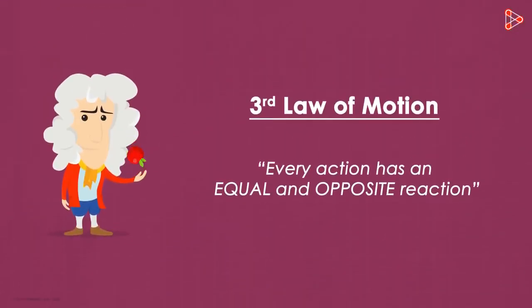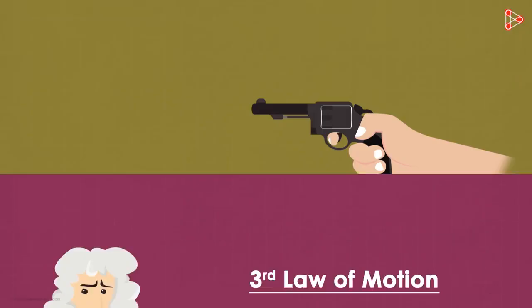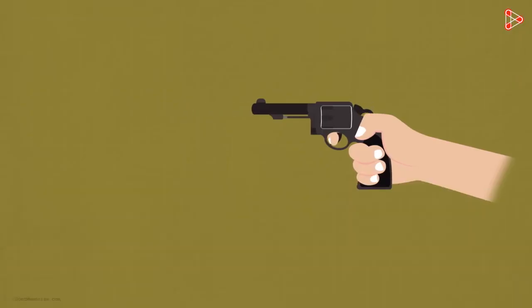Let's take one last example to understand something very interesting about the third law. What happens when a gun is fired? You're right, it exerts a forward force on the bullet. And the bullet exerts an equal and opposite reaction force on the gun. And this shows in the recoil of the gun. A perfect example of Newton's third law.